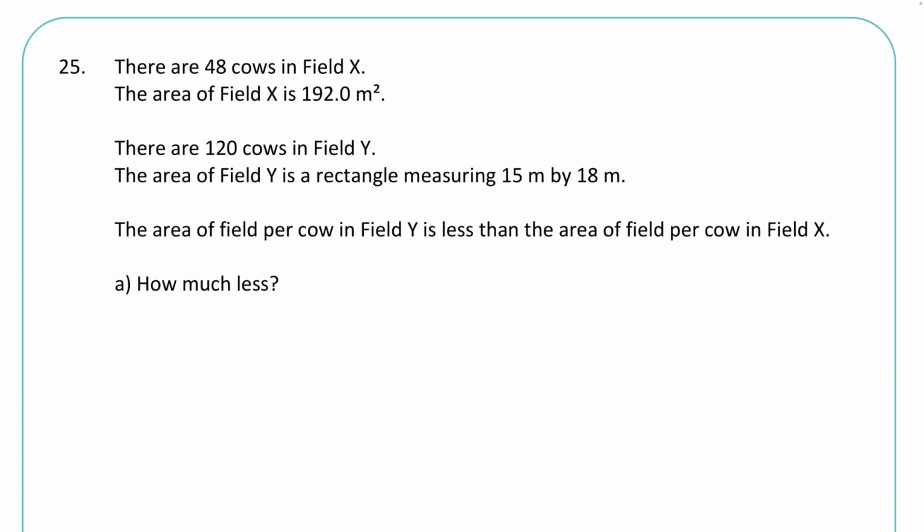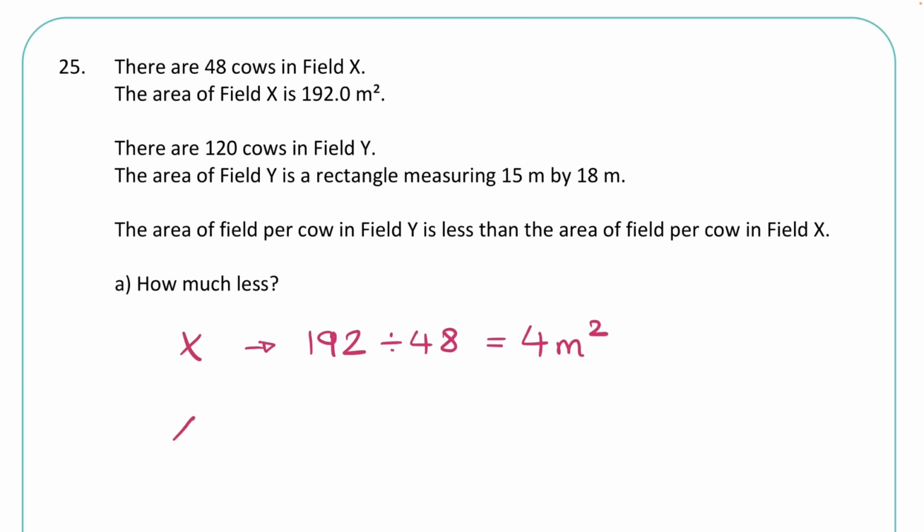So to start this question, we can have a look at the area per field in field X for each cow. Now to do that, for field X, which we can label here, we have 192 metres squared, divided by 48 cows. So 192 divided by 48, and that gives us the answer 4. So each cow in this field has 4 metres squared that they can use.